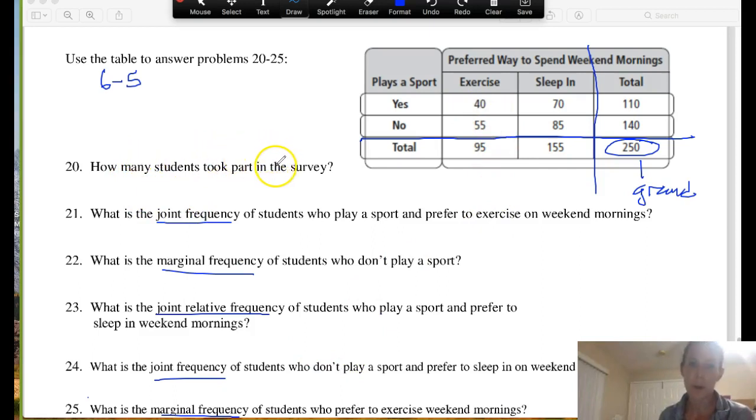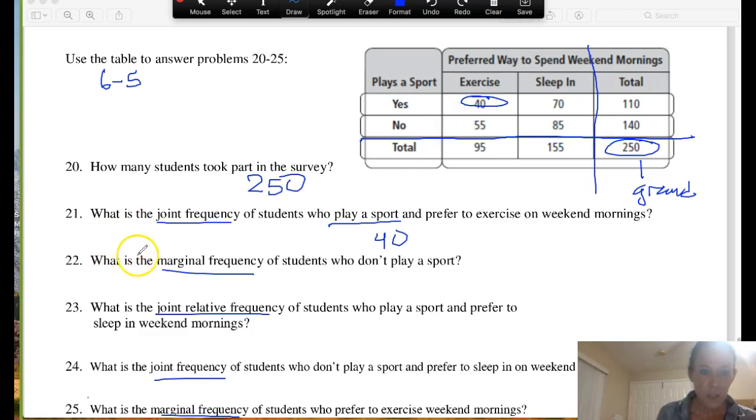How many students took part in the survey? That's your grand total, 250. What's the joint frequency of the students who play a sport and prefer to exercise on the weekend morning? So first look at the students, look at it in order. Who play a sport? So I'm going to go to where they play a sport. Yes, they play a sport. So let's look at that row where yes, they play a sport. It's this row, okay? How many students play a sport and prefer to exercise on weekend mornings? Right here, play a sport and exercise. So 40 of those. That's the joint frequency, all right?